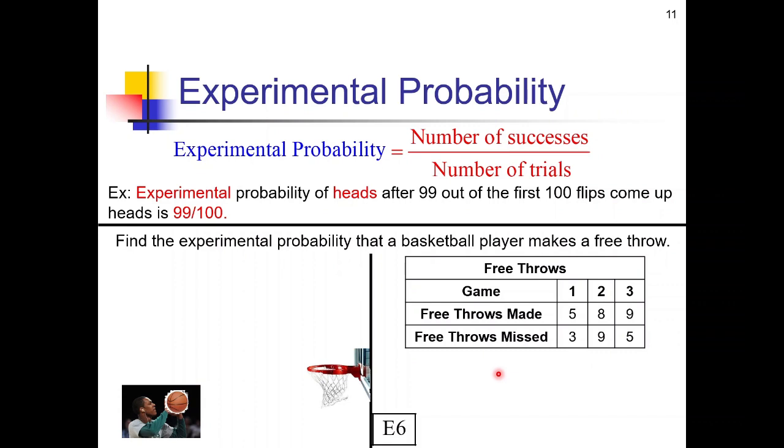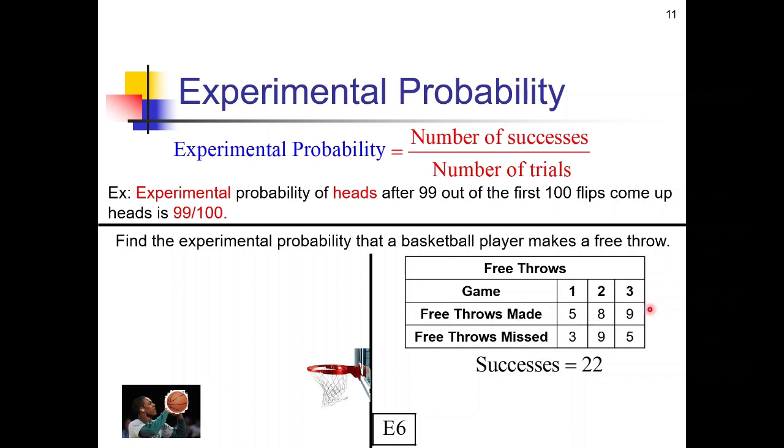All right, so we're going to try to figure out number of successes and number of trials. Number of successes is just how many free throws were made over the 3 games. So 5 plus 8 plus 9, which, let's see, 13 plus 9 is 22. And the total number of trials is the total number of attempts, both made and missed.